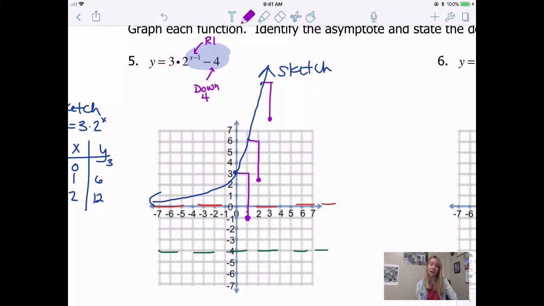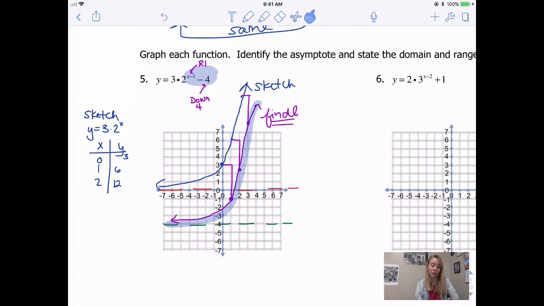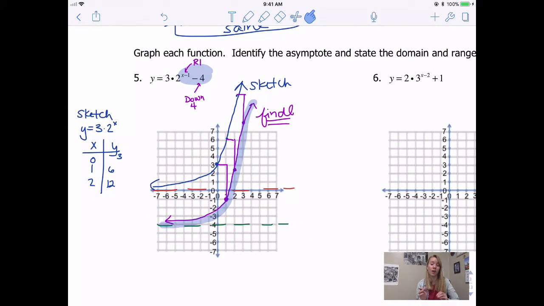My final graph should have the same shape as the original, so one side is going to go toward the asymptote. The other side will connect the dots and keep going. But this is my final graph. Okay, that's the final product. So that's kind of going to be how you will graph if you have shifts. You'll graph the original, the simple version, and then you will graph those shifts.